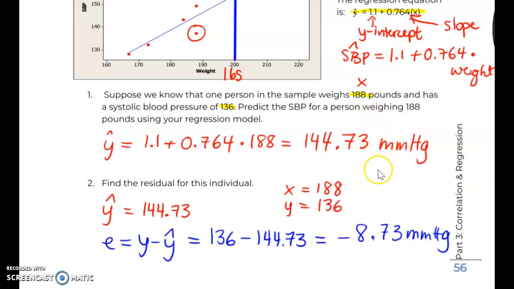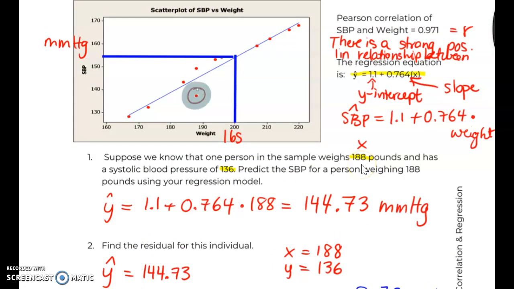Let's go up to our graph and see what's happening. Let me actually remove the marking here. Our x value was 188 and our y value was 136, so this was the dot I had highlighted down here. We take our actual value, the y value of 136, and subtract from it the predicted value. The predicted value is just the value that corresponds to it on the line, and when we subtract these two, we end up with the distance over here.